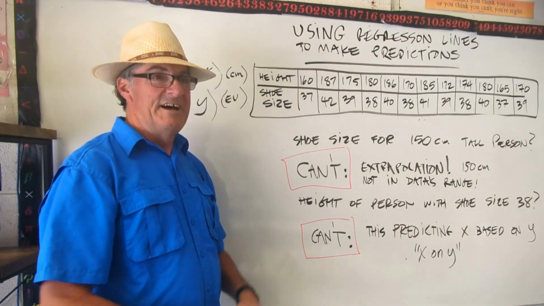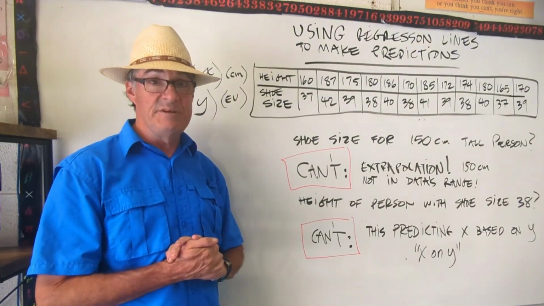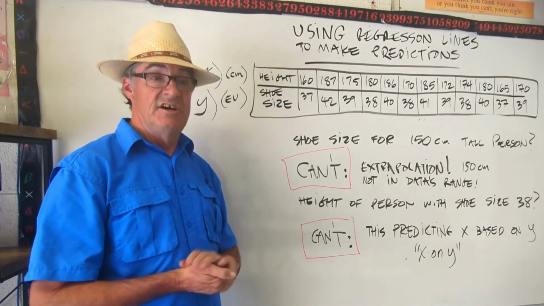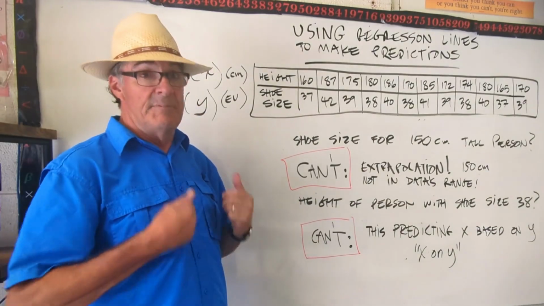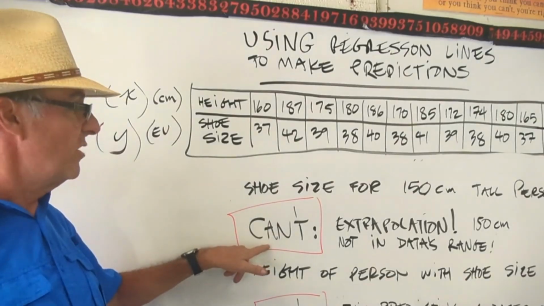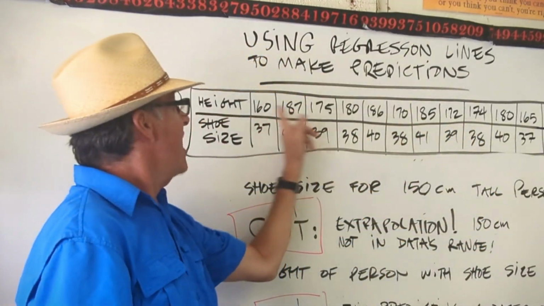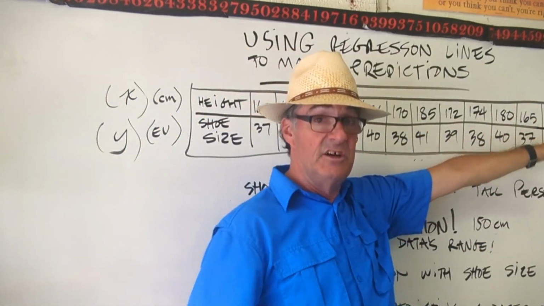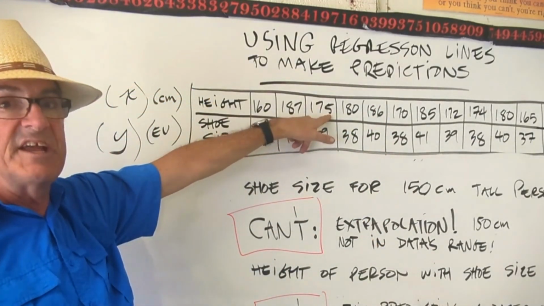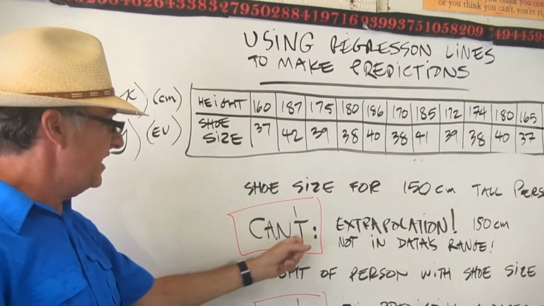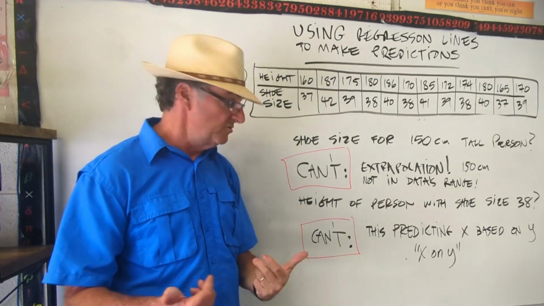All right, I hope you caught that. Both of these predictions cannot be made based on the data set. So hopefully you caught that and you didn't do all that math. If you did the math, it's good practice, but you want to watch out for this. So the first one, this is extrapolation. 150 centimeters is not in the range of our data. So we can't use it to predict a shoe size if it's not in the range of our data. So this one is, you can't do it due to extrapolation. It's not interpolation, which is what we want to use.